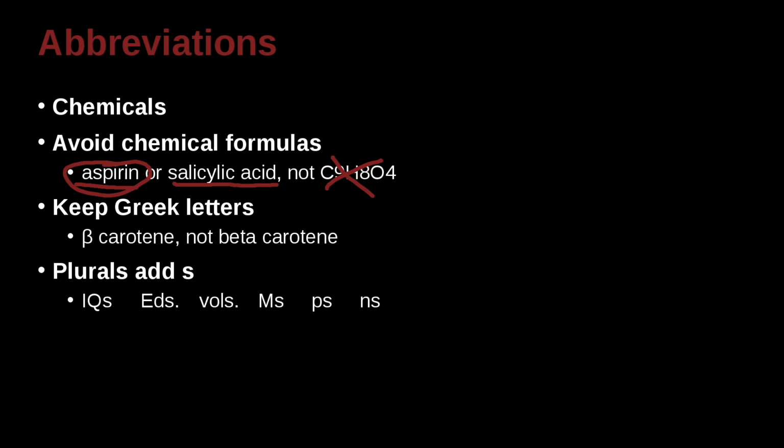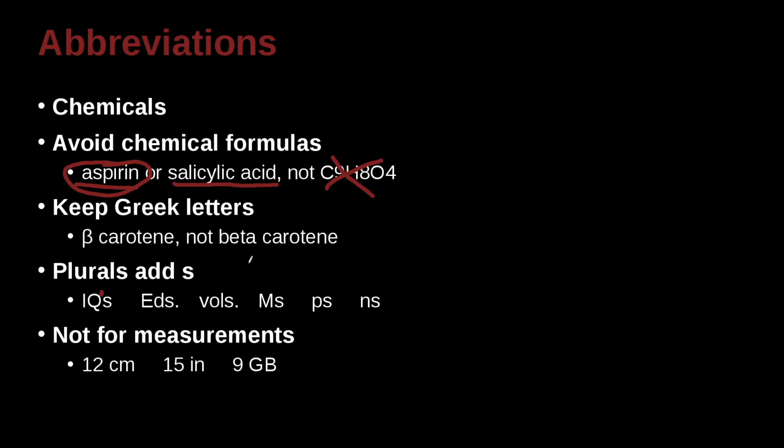For plurals, you need to add an s. So for example, if you have the abbreviation IQ and you want to make it plural, you say IQs. Please pay attention there: no space before, there's no apostrophe there. It just says IQs, Eds, vols.